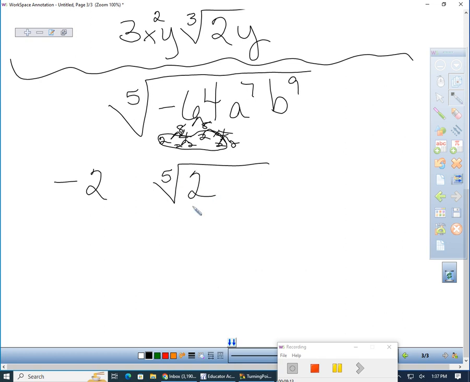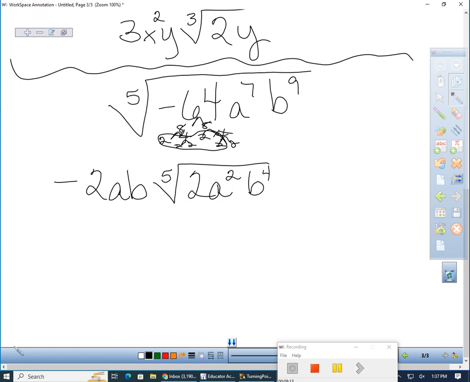What about A's? I have 7 A's in there. How many groups of 5 A's do I have? One group of 5 A's. How many are left over? 2. Good. So I have A squared on the inside. I have 9 B's. How many groups of 5 B's do I have? Good. So that comes out. 4 are left over. Very good. So that is B to the 4th left on the inside.